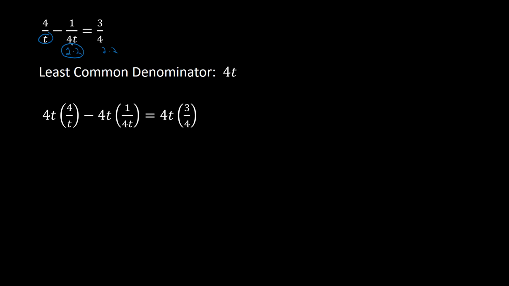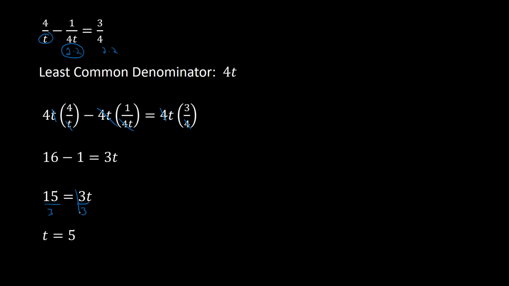So what we do is we multiply everything by 4t. So when I multiply the first fraction by 4t, the t would cancel with the t. I'm left with a 4 times 4. Second term, 4t would cancel completely with the 4t. And then the third term, over on the other side of the equal sign, the 4 can divide with the 4. So what I have is going to be a 4 times 4, which is 16, minus, and then this is going to be a 1, equals 3 times t. 16 minus 1 is 15, and then divide both sides by 3 to get t equals 15 over 3, which is 5.